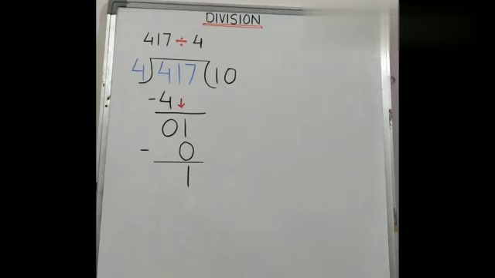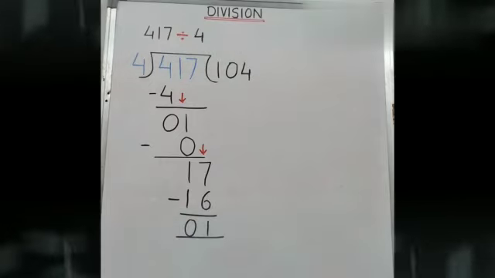Now the next digit is 1. So we will bring it down from the dividend. But as you all know, in the table of 4 we cannot find 1. So we will write here 4 zeros are 0. Now we write 0 as the quotient and write 0 under 1. And when we subtract, we will get 1 again.